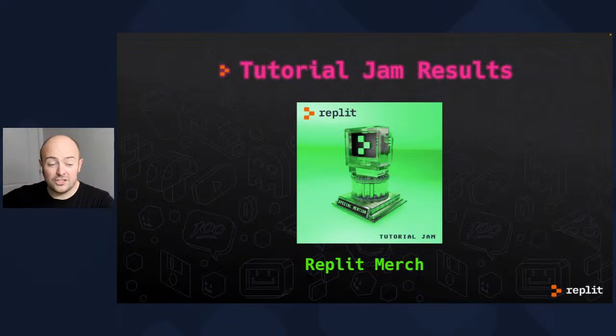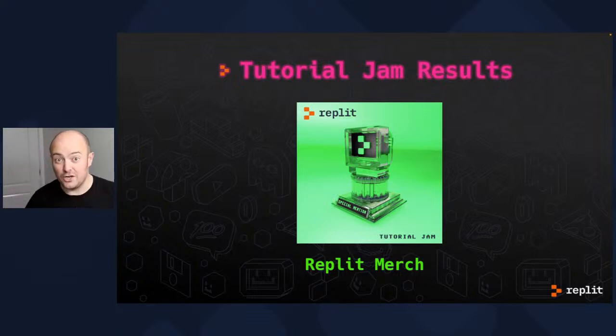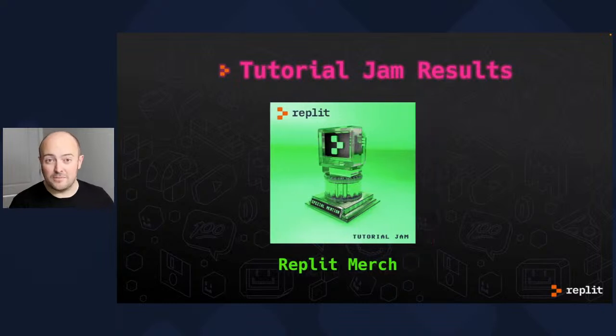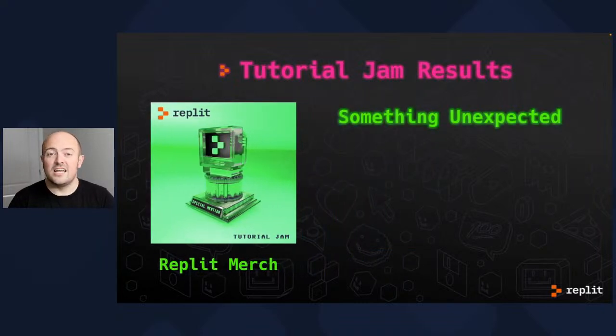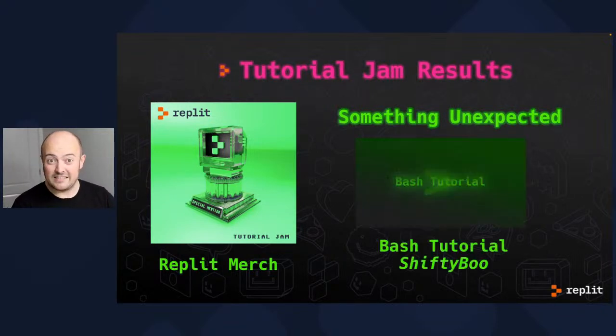The special mentions were tutorials that didn't win the top 3 prizes, but will get some Replit merch from us because we were impressed with one feature or one particular thing that was quite good about it. The first Tutorial Jam special mention prize is the Something Unexpected prize, because at the end of it, there was something unexpected that we saw. And this goes to Shifty Boo, who wrote the Bash tutorial.